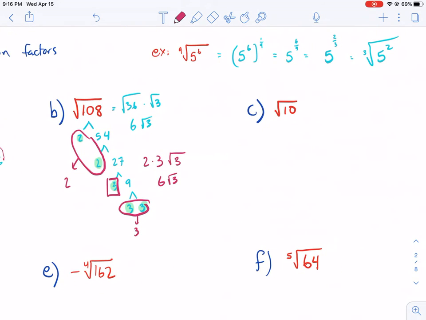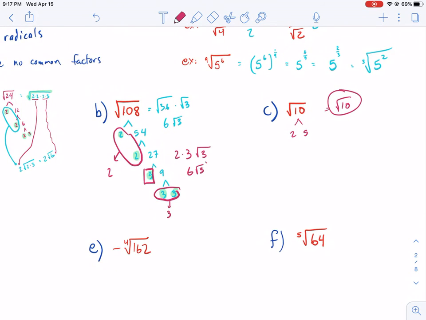Here we go, square root of 10. Are there any perfect squares in square root of 10? No. If we use a factor tree, we have 2 and 5. There's no pairs, so square root of 10 is as simple as it gets. Okay, so there's our answer.